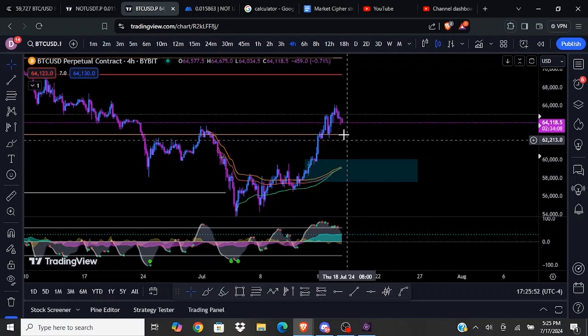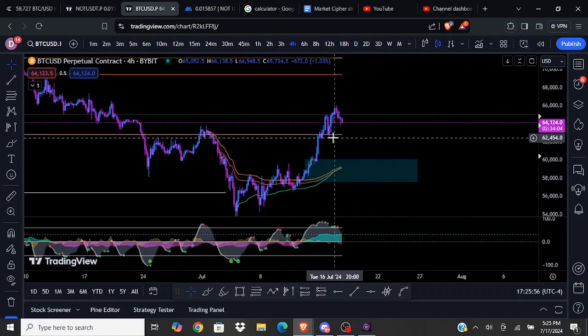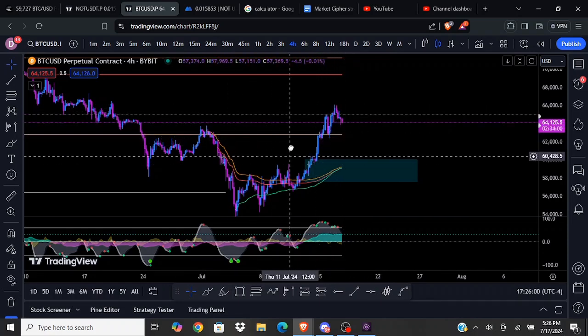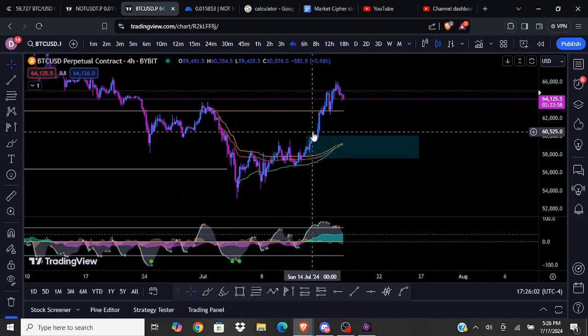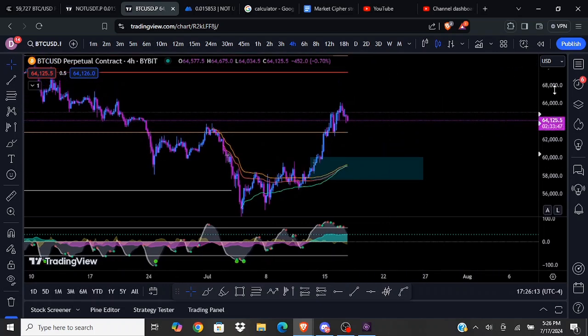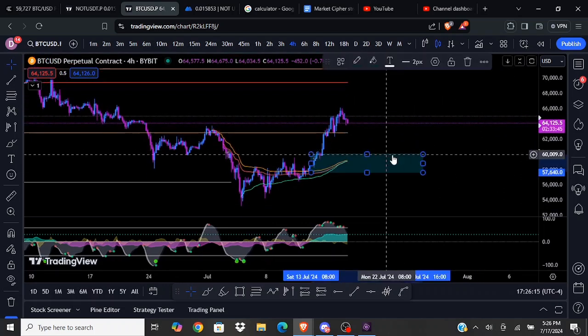Alright, so in this one, I'm going to be going through and planning out some ideas for Bitcoin. I have pretty much just been scalping the lower time frames since we broke up out of this range down here, but I want to go through and plan out some higher time frame, higher probability ideas to show how I go about coming up with these plans.